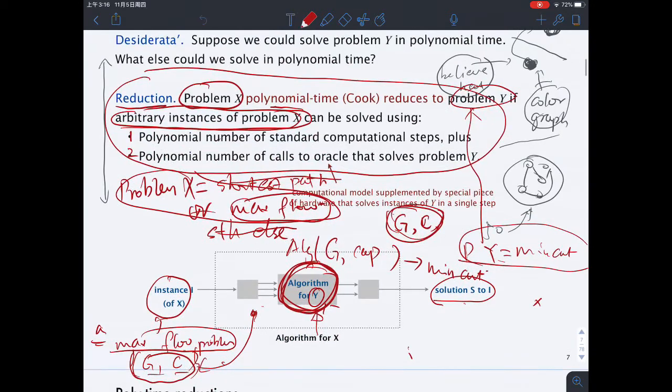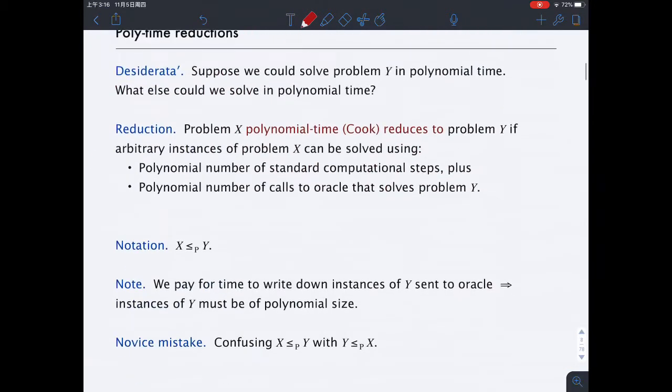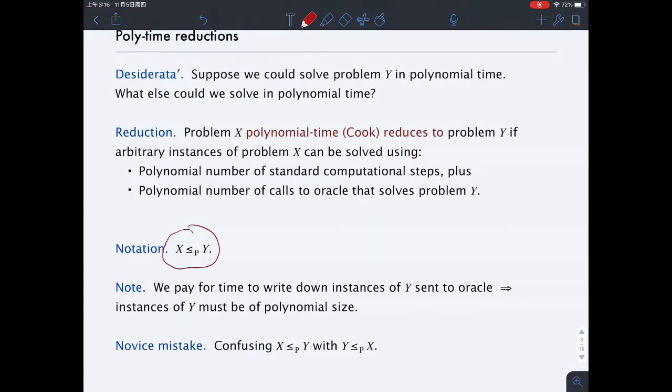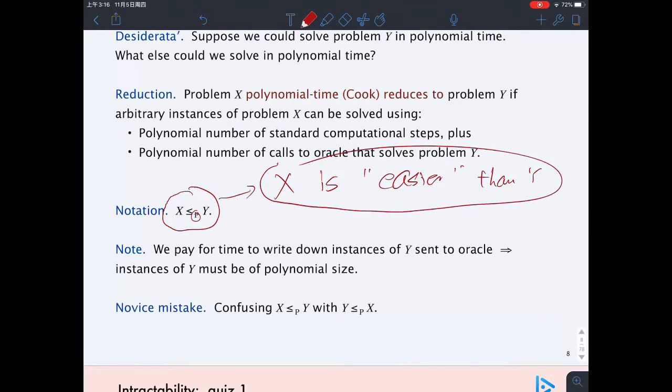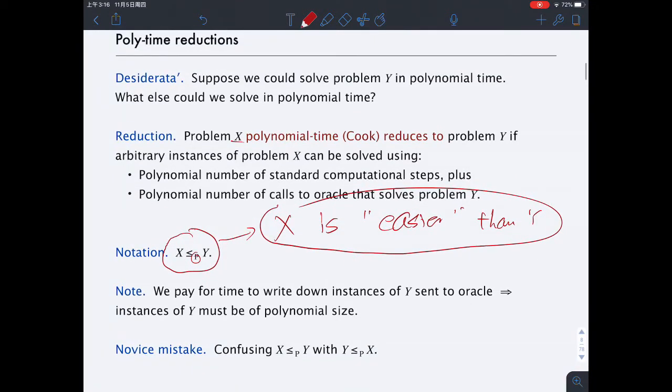So in case problem x is polynomial time reducible to problem y, then we write that x ≤_p y, with a subscript p after the less than or equal to, right? So basically this intuitively says that x is easier than y. And why is that? Why can we say things in this way if x is reducible to y?